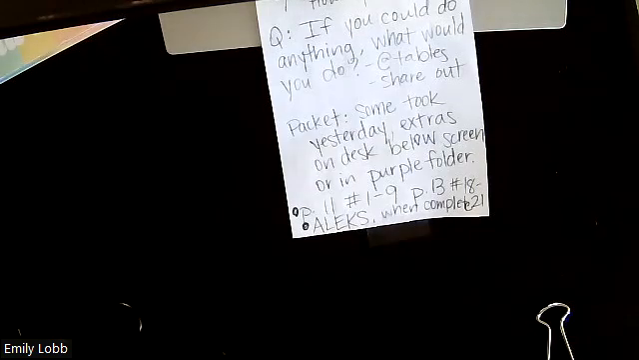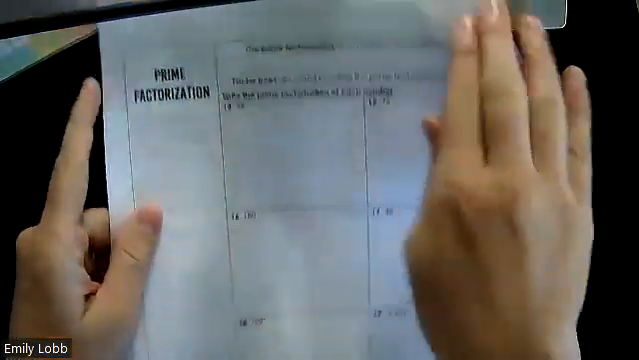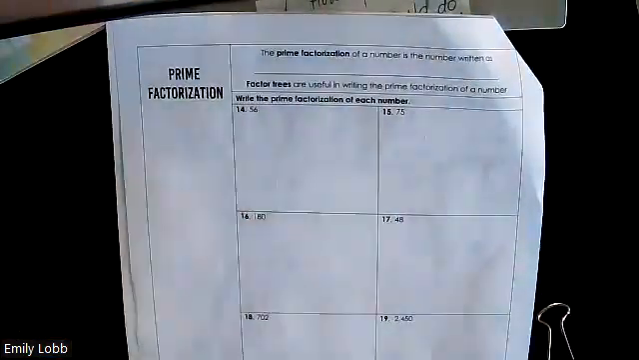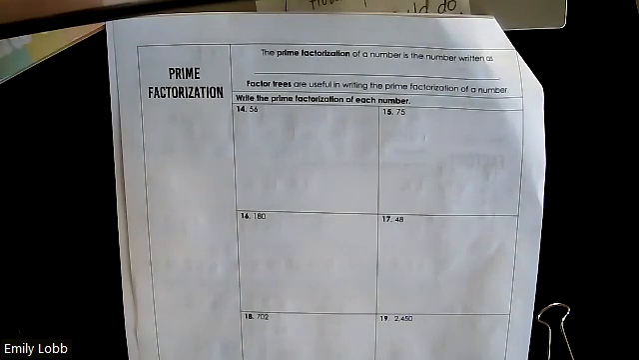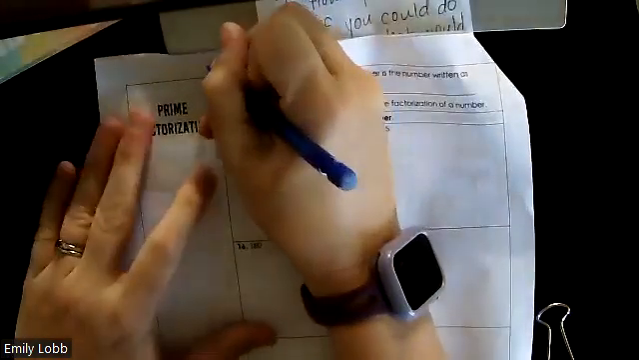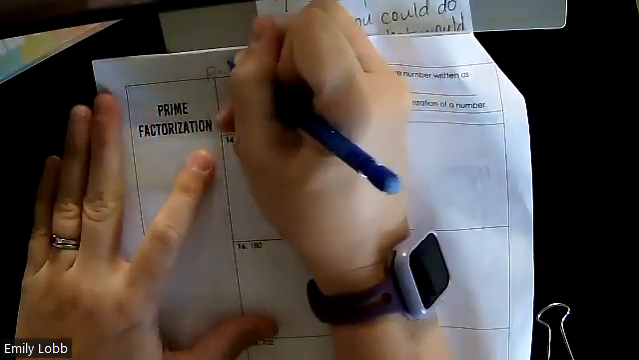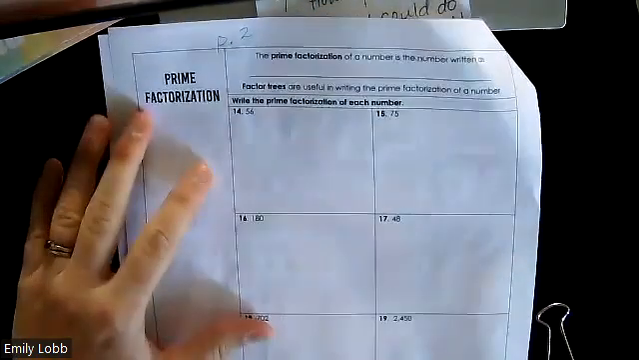Let's look at some prime factorization today. This is a little bit different, on page 2. So we're kind of going back a little bit. We practiced listing factors, but this is page 2 in your packet.